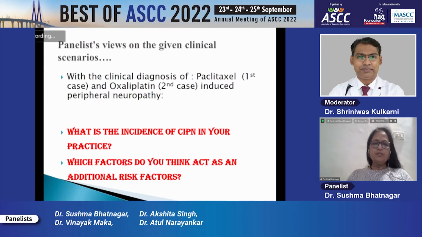In the first case, with paclitaxel and oxaliplatin induced, almost 20 to 30% of patients come with various grades of neuropathy. But in severe grade, I think it is 5 to 10%. The most important additional risk factor, as Dr. Atul has said, is uncontrolled diabetes, as well as if a patient is diabetic and is on oral hypoglycemics or insulin. I think we have to be very cautious.